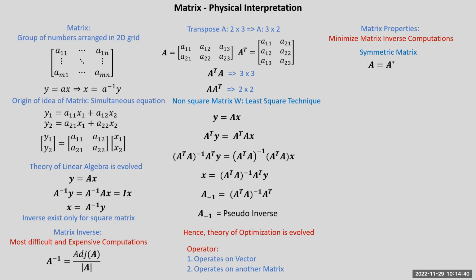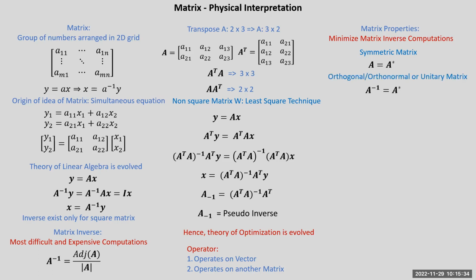Now here a symmetric matrix is defined as A equal to A star, where the A star operation is nothing but transpose of A and then applying the conjugate of all the members of A. All of you know the conjugate operation in which the sign of the imaginary part of a complex number is reversed. If the matrix is real, then A star is the same as A transpose. So this is a simple operation one has to understand whenever dealing with a real matrix or a complex matrix.